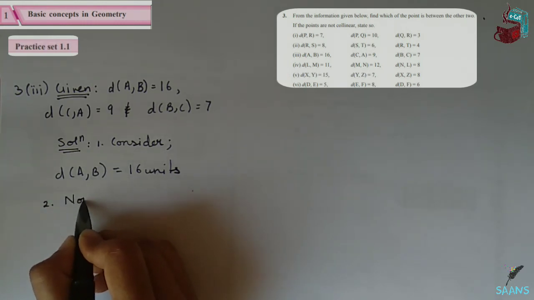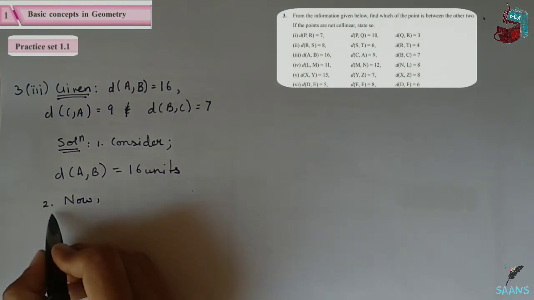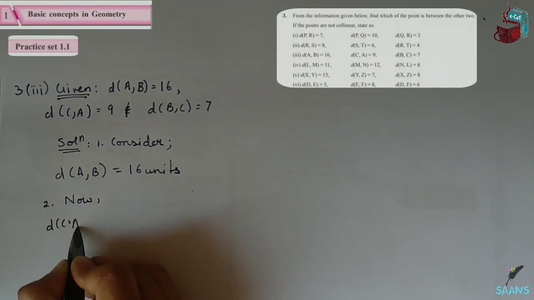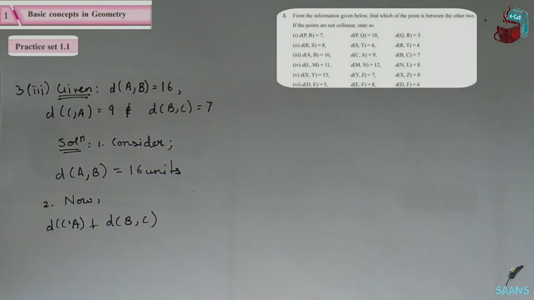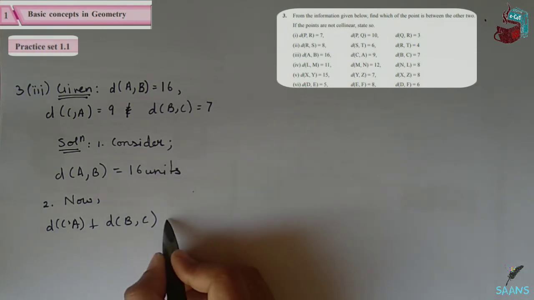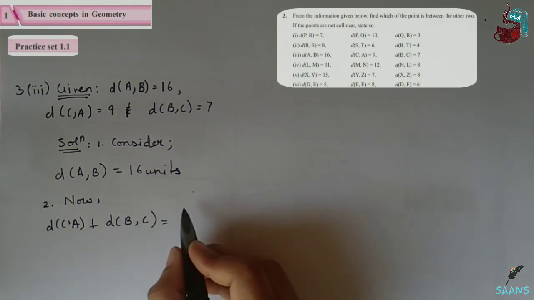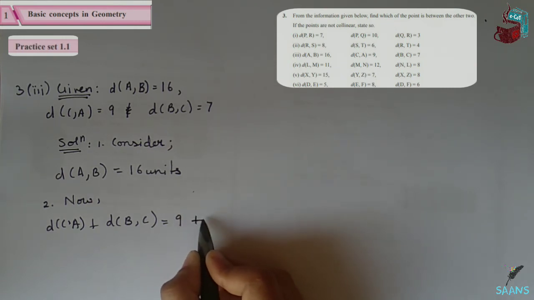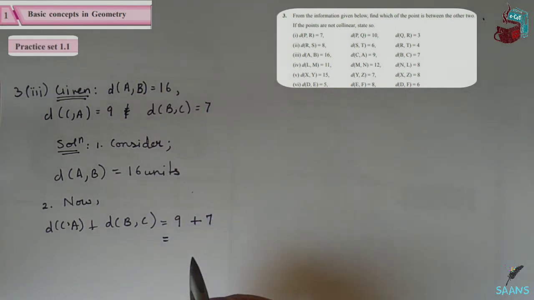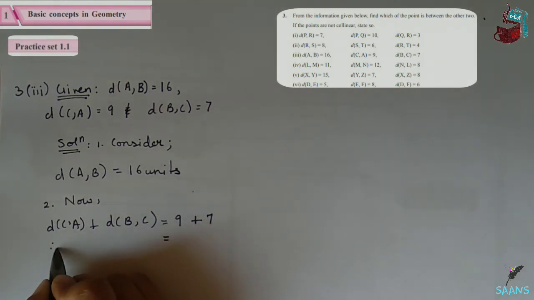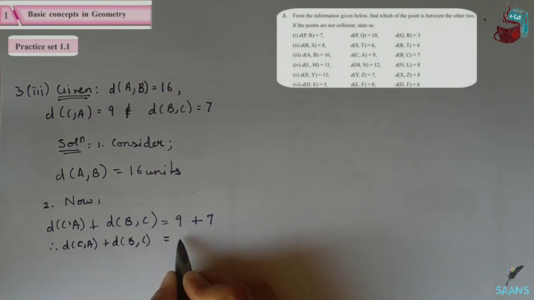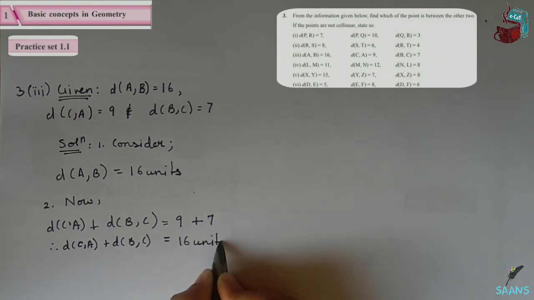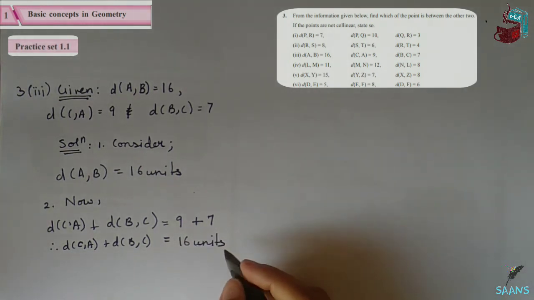Therefore now, distance CA plus distance BC. No other way, you have to add it only. That is equal to CA is 9 plus BC is 7. 7, 7, 14, 15, 16. So distance C comma A plus distance B comma C is equal to 16 units. Here also it's equal.